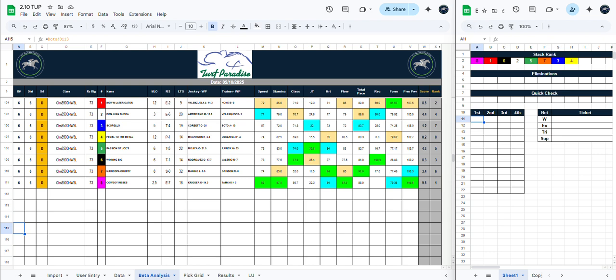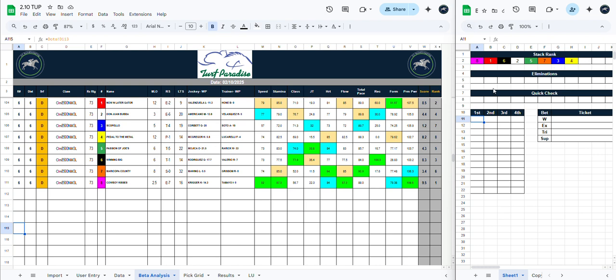So this is race 6, going 6 furlongs on the dirt. It's a claimer, non 3, race rating of 73 for us. And what you can see over here is my handicapping grid with all the different factors and the ranks. And then over here is my betting spreadsheet that I've put together. I always start with the stack rank, which is literally the rankings that are right here. I just put them in here.